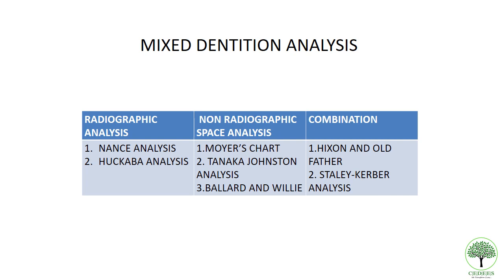Tanaka-Johnston also has a formula, so it becomes a cast analysis, not a mixed or a radiographic analysis, and also the analysis by Ballard and Wiley. Now there are combination analyses which use both radiographs as well as probability or predictability charts, and the examples of those kinds of analysis are Hickson and Oldfather analysis and Staley-Kerber analysis.